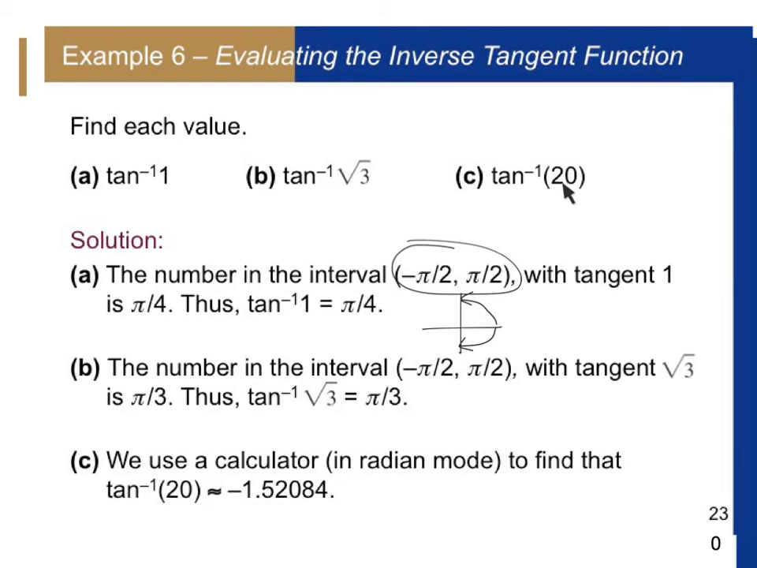So our tangent is equal to 20. Let's find the angle in radians between minus pi over 2 and plus pi over 2. With a calculator, it's about 1.52084. Now, that's in radians, and pi over 2 radians is about 1.57. So this does fall within minus pi over 2 and plus pi over 2 radians. Barely, but it does fall in there.